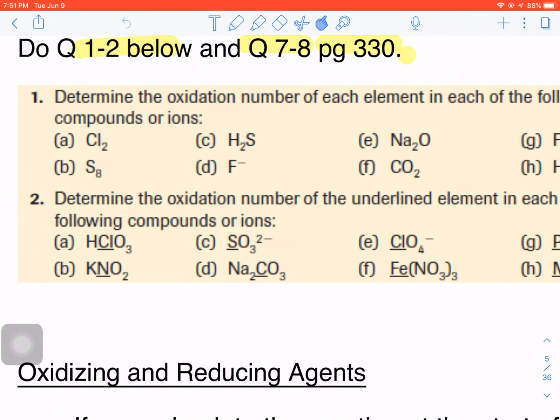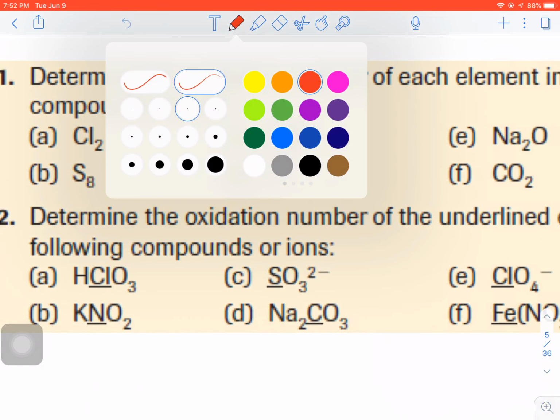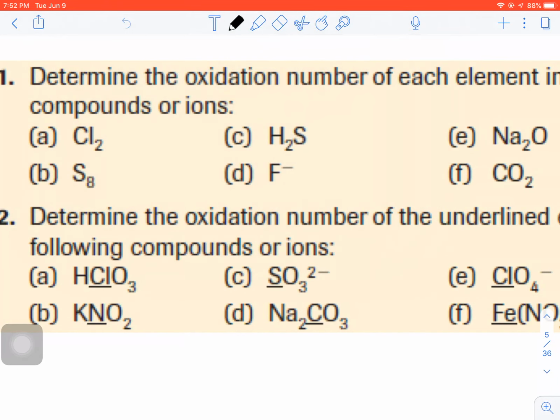Okay, so just quickly to go over the work from yesterday, I'm just going to do the ones that are on the page here. So if I look at chlorine, Cl2, I'm going to make this bigger. Chlorine itself is going to be a 0 because it's an element, just like S8 will also be 0 because it's an element. If I look at H2S, H we know is always plus 1.